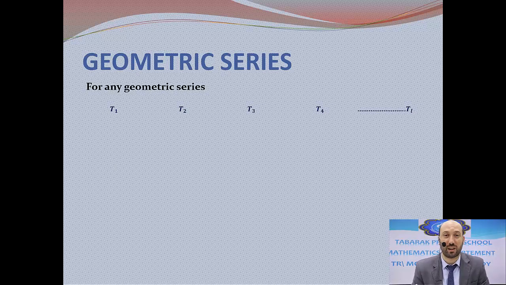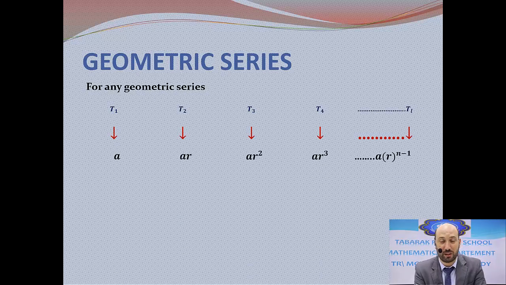For any geometric series, we have terms: first term, second term, third term, fourth term, till you reach the last term. The first term is a, the second term is ar, the third term is ar squared, the fourth term is ar power 3, till you reach the last term, or the general term, a times r power n minus 1. So here, if we focus, we will see that the relation is about multiplication. A times r, each time we are multiplied by r, or all divided by r, depending on the case of this series.